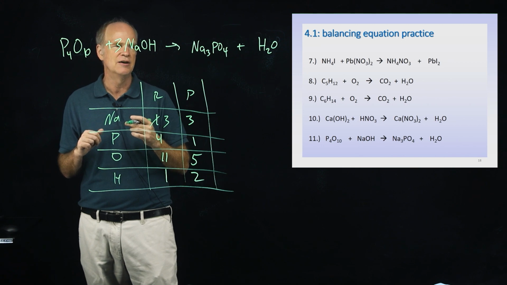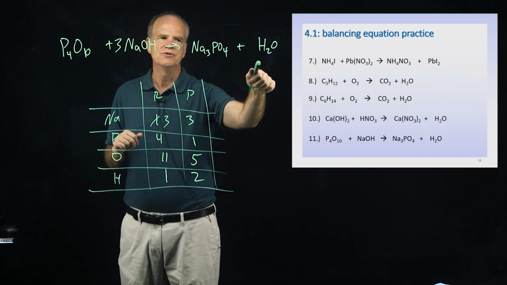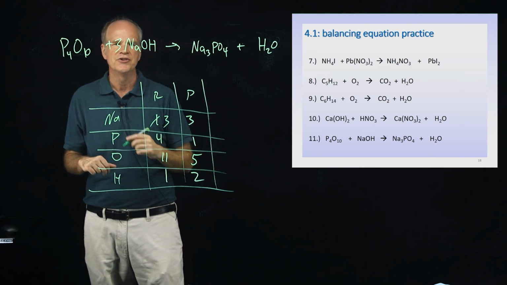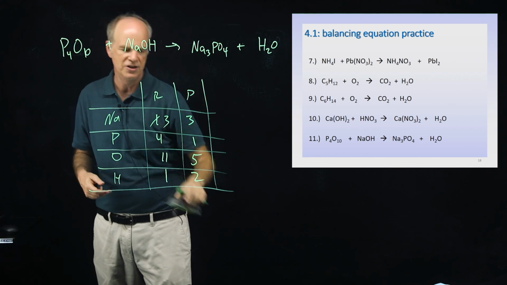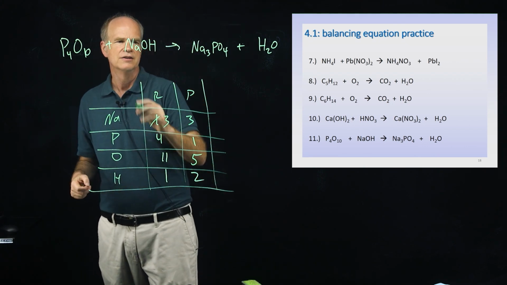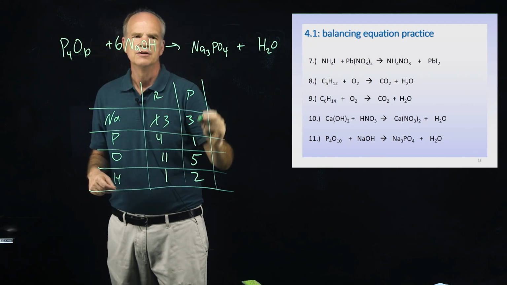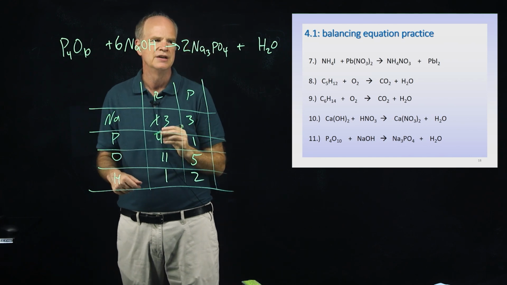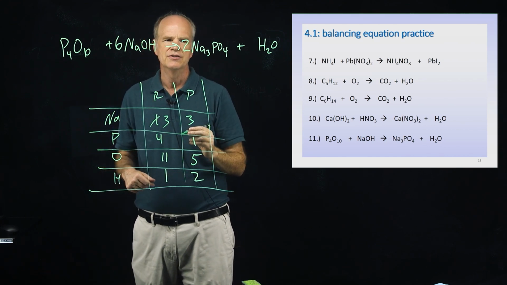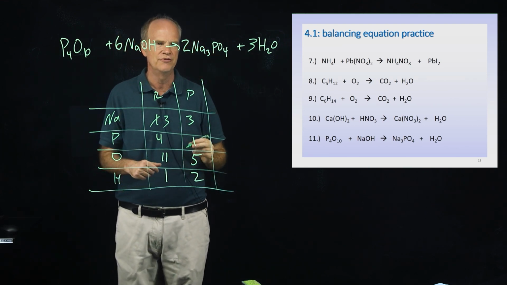So let's see. We have 3 hydrogens on the left, 2 hydrogens on the right, and so what we might want to try doing is maybe putting 6 here. And then this will have to go up to 2, and 6 hydrogens. And so this will go to 3. Yeah, that's a lot of work at one fell swoop.